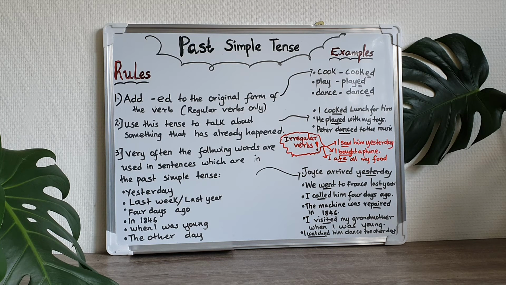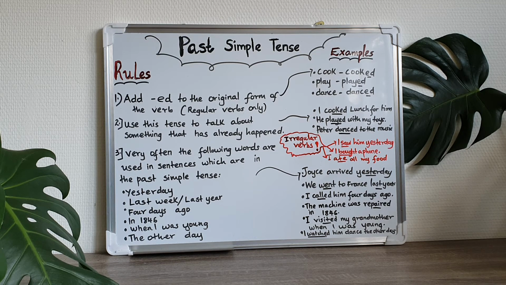And the words are yesterday, last week, last year, 4 days ago, in 1846, that could be any other year, when I was young, the other day, okay? And what you notice, what all these words have in common is that they express something that has already happened.